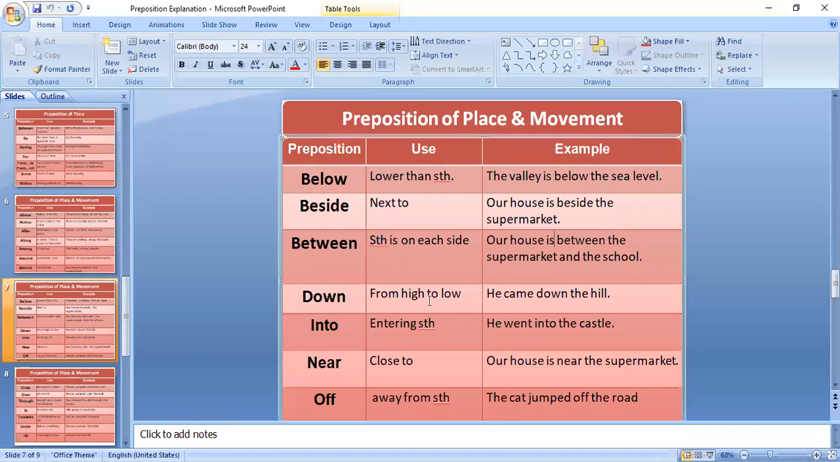Down, from high to low, ऊंचाई से नीचे की तरफ आना. He came down the hill, वो पहाड़ी से नीचे आया. Into means entering something. He went into the castle, किसी चीज़ के अंदर जब मूवमेंट शो की जा रही है, एक्शन कॉन्टिन्यूएशन में शो किया जाता है, देन वी यूज into. Near, close to. Our house is near the supermarket. Off, OFF, away from something, किसी चीज़ से दूर. Cat jumped off the road. Note down the spellings. OFF. The cat jumped off the road. सड़क से दूर जंप किया.